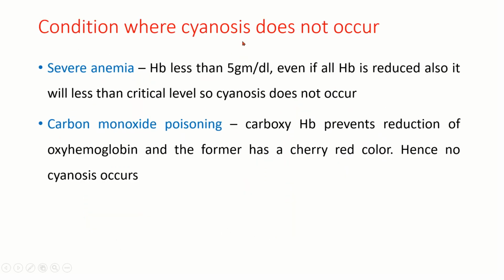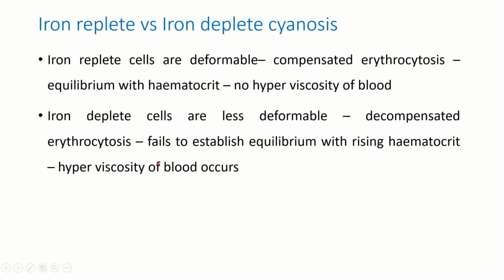Conditions where cyanosis does not occur, like severe anemia, where the hemoglobin is already less than 5 grams per deciliter. Even if all this hemoglobin is converted to reduced hemoglobin, it will not be sufficient to cause cyanosis. So there will be no cyanosis in severe anemia. And in carbon monoxide poisoning, carboxyhemoglobin prevents reduction of oxyhemoglobin and the former has a cherry red color. So that is why in carbon monoxide poisoning there will be no cyanosis.